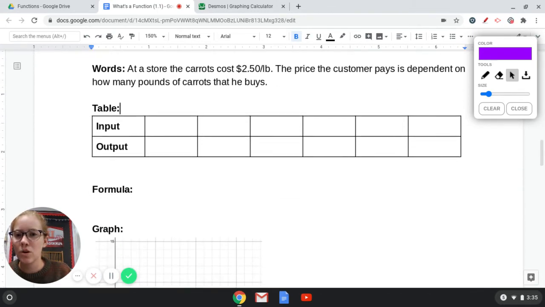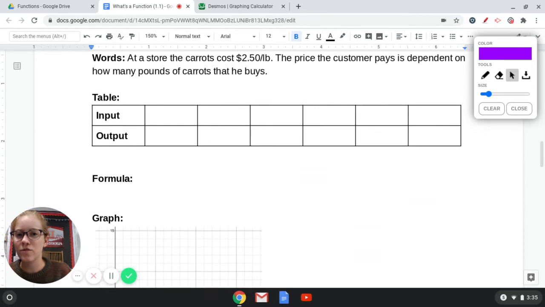Okay, so at a store, carrots cost $2.50 a pound. And that would be all you need, but I did add this other sentence that says, the price the customer pays is dependent on how many pounds of carrots that he buys. So right away you can already say, what is your dependent variable? What is your independent variable? In other words, what are your inputs and what are your outputs?